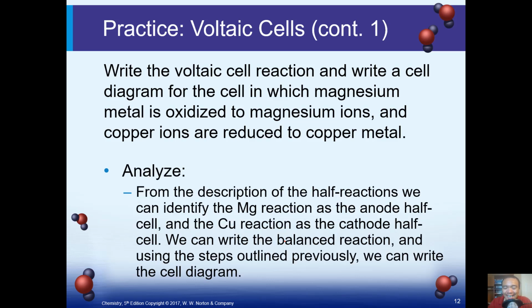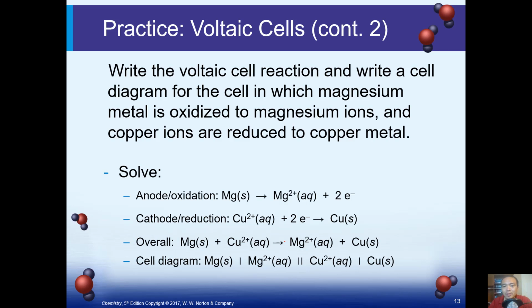From the description of the half reactions, we can identify magnesium reaction as the anode half cell because it's more reductive, and copper reaction as the cathode half cell. We can write the balanced reaction using the steps outlined previously. So for the anode, oxidation is what happens. You have magnesium being oxidized into magnesium ion. For the cathode, copper is gaining electrons and being reduced to copper metal. When you write the overall reaction, you add these two reactions together and the electrons will be cancelled out. So the balanced reaction is over here as the overall reaction.